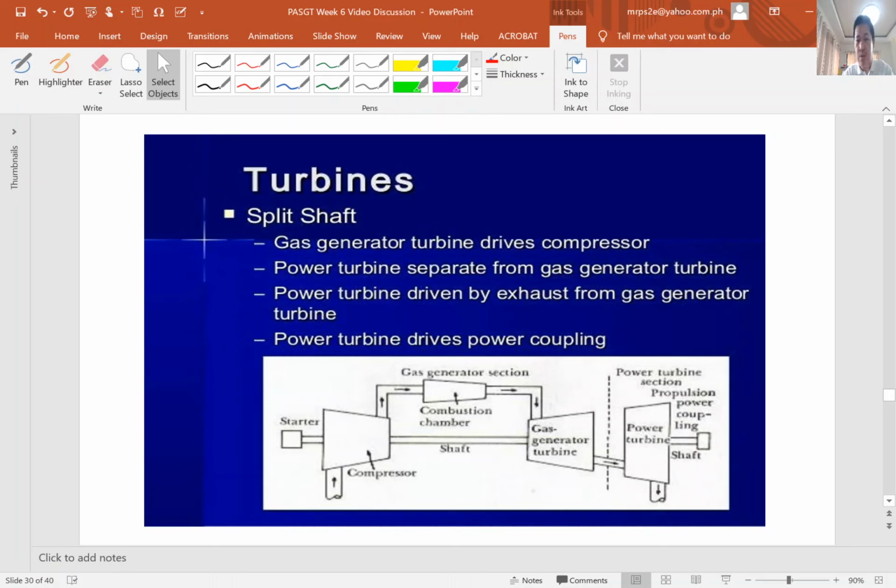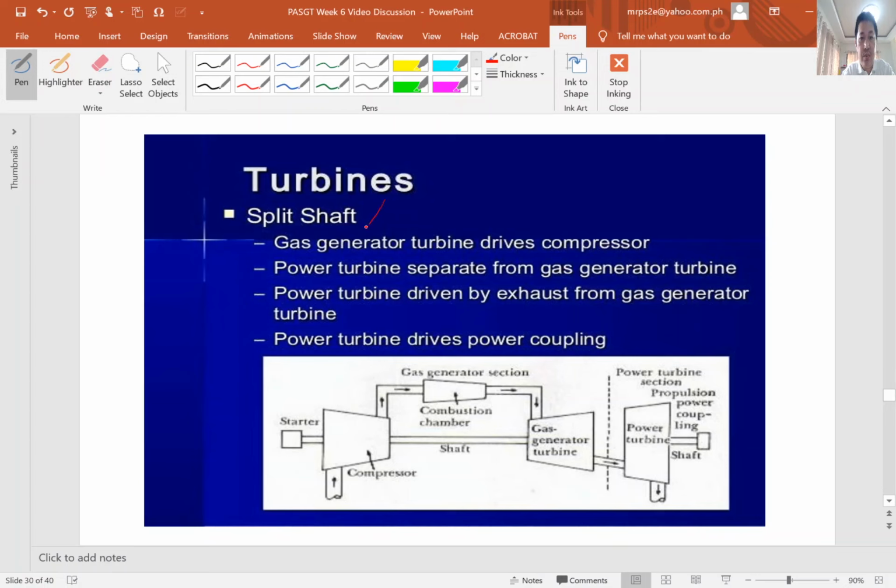Split shaft. So we have a split shaft, or what we call the double shaft. Here, turbines, split shaft: the gas generator turbine drives the compressor. The power turbine is separate from the gas generator turbine. The power turbine is driven by exhaust gas from the generator turbine. The power turbine drives the power coupling. So split shaft or double shaft or dual shaft.